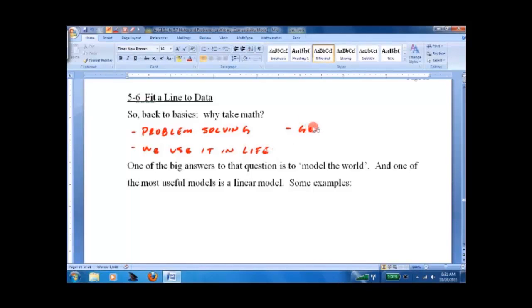General computation. Doing simple math in our head, it's good practice. We need that all the time. And the big one, model the world. Why do things happen when they happen? What's going to happen next? Can we predict?